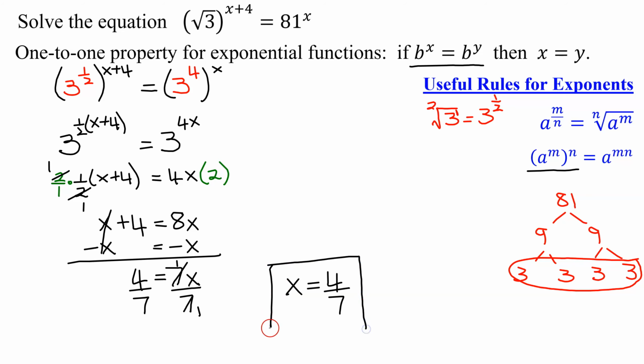This was an exponential equation. I do not have to check for extraneous solutions, but if I wanted to check this, I'd check it on the calculator by finding the square root of 3 and raising it to 4/7 plus 4, and see if it equals 81 raised to the 4/7 power.